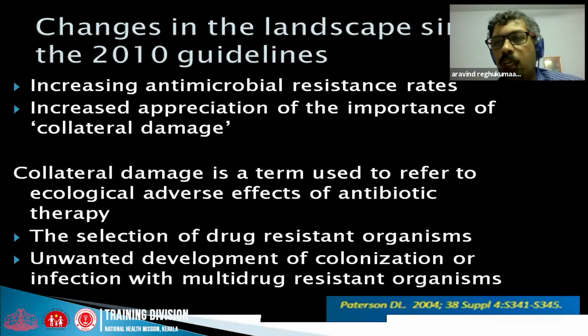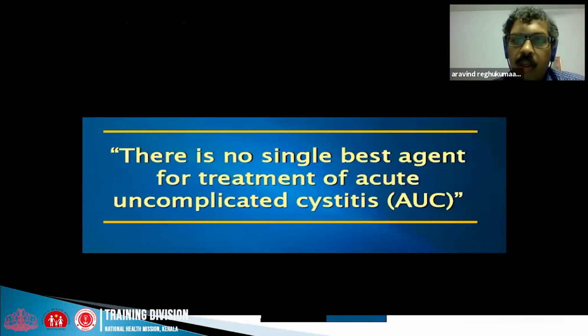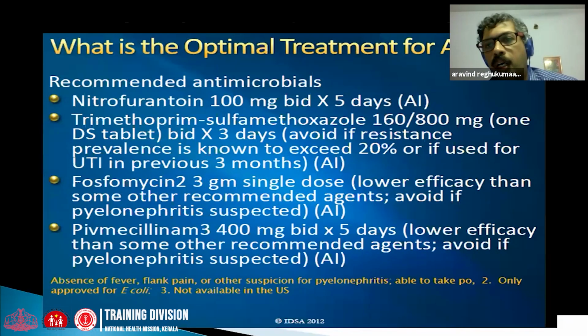So this concept garnered attention in the first half of the 21st century. And because of collateral damage, majority of the guidelines were changed, and the A1 recommendation was given to drugs with less chance of creating this collateral damage. So based on these concepts, in 2010, the guidelines for treatment of acute uncomplicated cystitis were changed, and the drug of choice became nitrofurantoin 100 mg BD for 5 days.